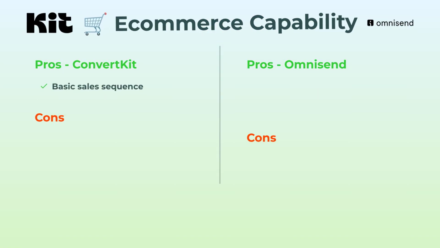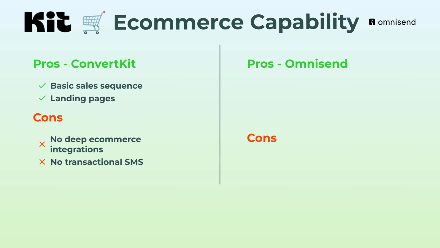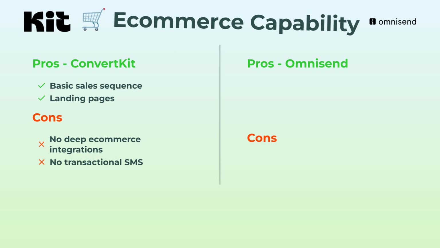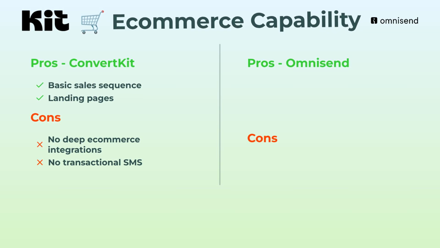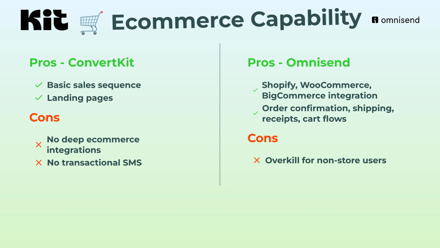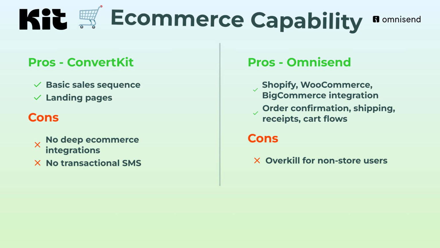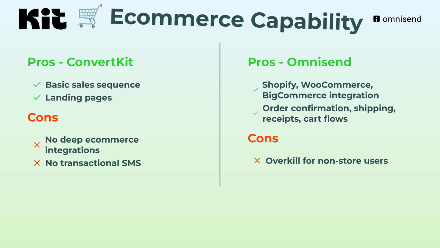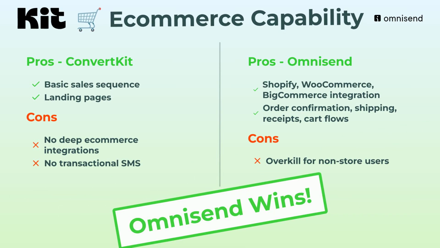Now let's look at e-commerce capability. Honestly, for ConvertKit, it's kind of a weak spot. You've got basic sales sequences, and landing pages work fine, but no deep integrations. And forget transactional SMS. Now Omnisend, whoa, this is their sweet spot. Full-on Shopify, WooCommerce, BigCommerce tie-ins, order confirmations, receipts, cart flows, the whole nine yards. If you're not a store, you might feel a bit out of place. But seriously, for shop owners, Omnisend crushes it. They definitely win in e-commerce features.